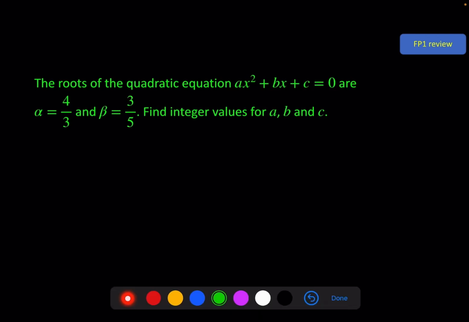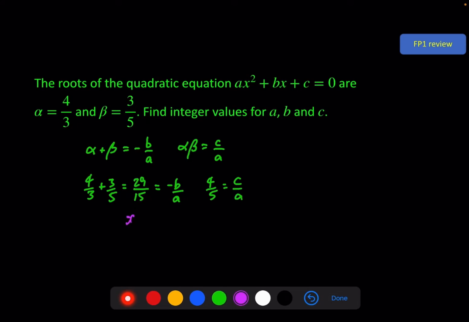It's giving us alpha and beta, and we need to remember the relation alpha plus beta is equal to minus b over a in the quadratic equation, and alpha beta is equal to c over a. Then we just work this out. 4 over 3 plus 3 over 5. Change those to 15s, gives us 29 over 15, and that is minus b over a. Multiplying them, 4 over 5 is equal to c over a.